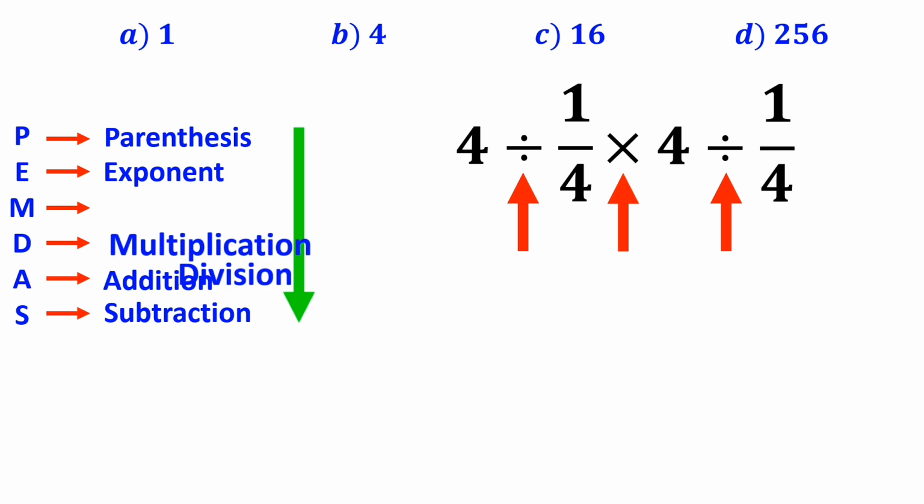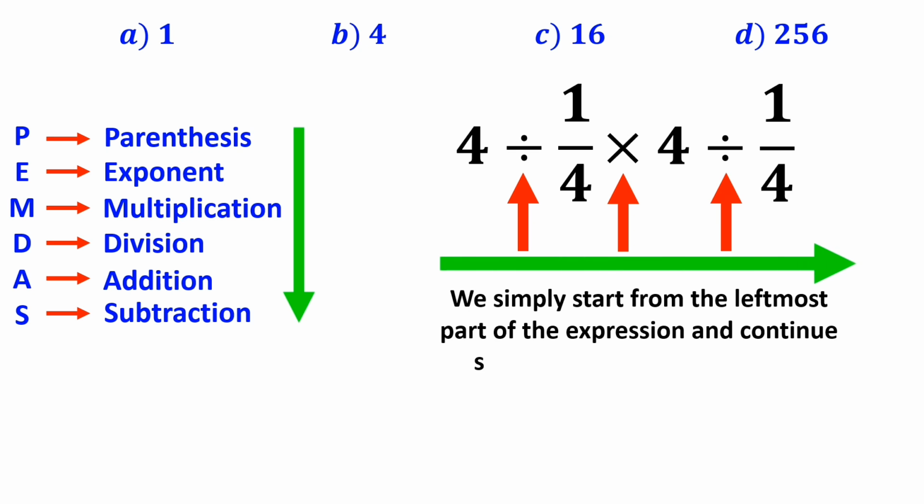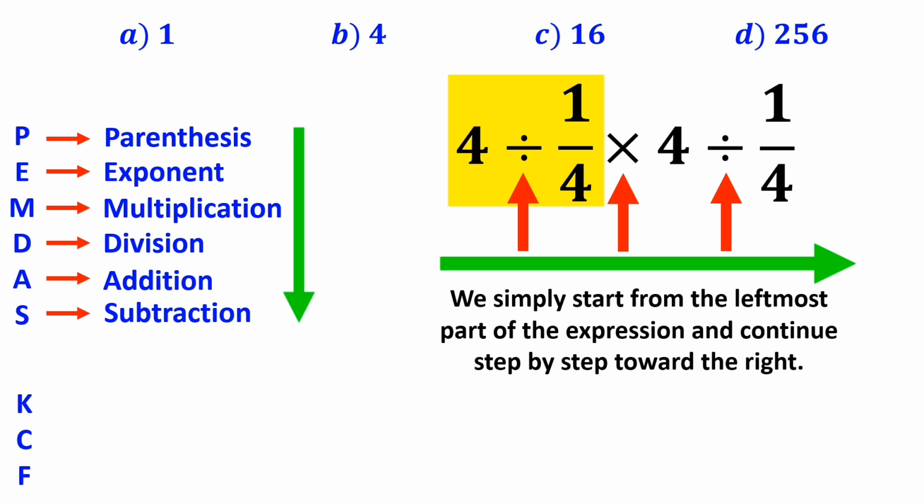So, in this case, we simply start from the leftmost part of the expression and continue step by step toward the right. It means that we begin with the expression 4 divided by 1 over 4, which I have marked in yellow. Alright, whenever you come across a division sign between 2 terms, it's best to use the KCF rule.